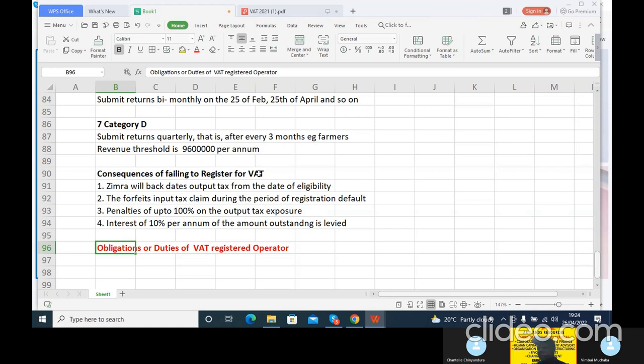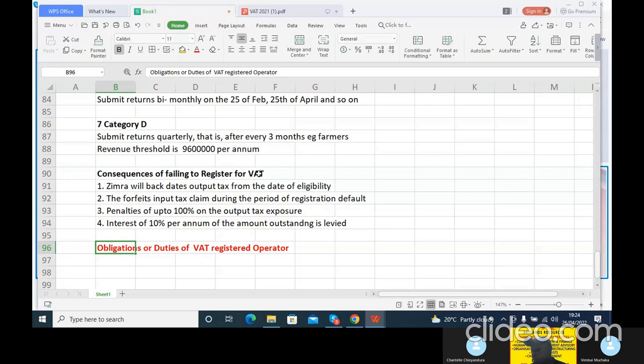I have a question about the consequences of failing to register for VAT. Yes, the interest is 10% per annum of the amount outstanding. So there is no fixed threshold for the penalties. It is just that percentage.